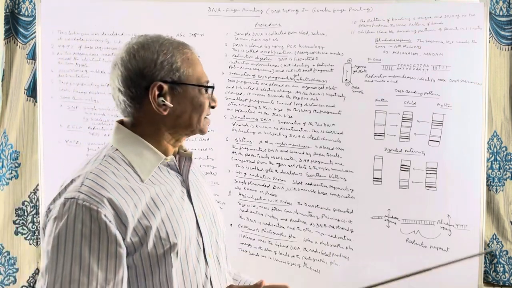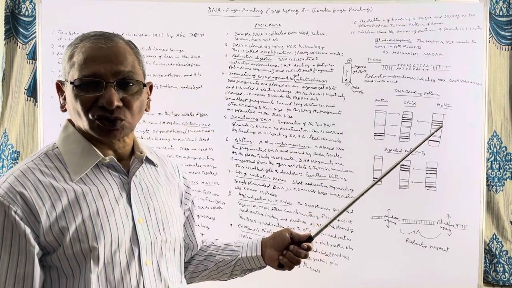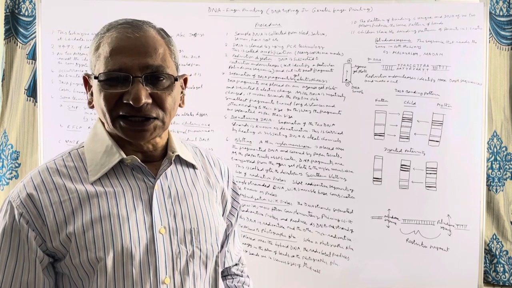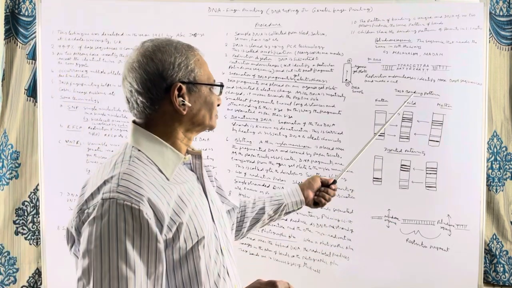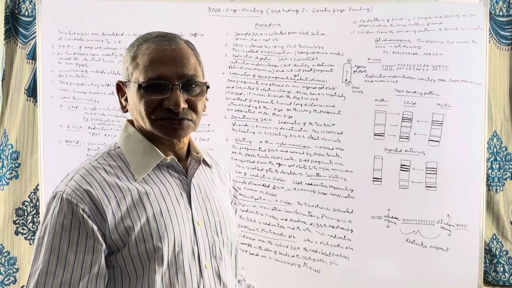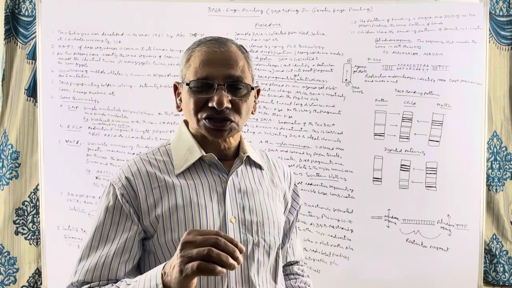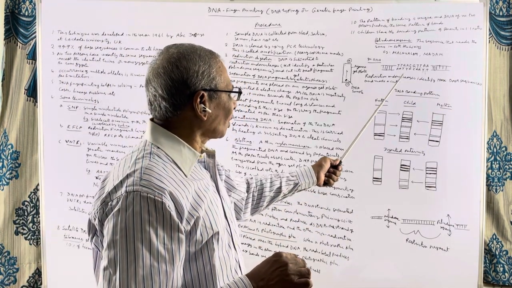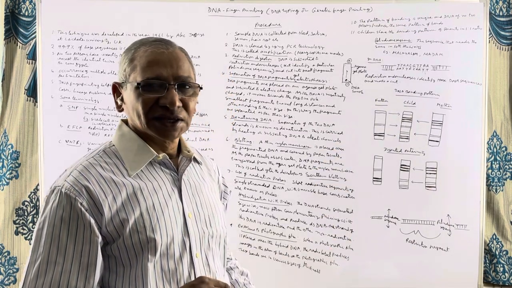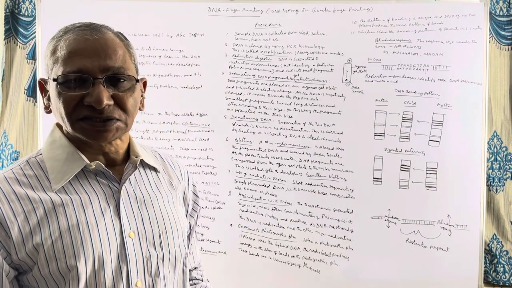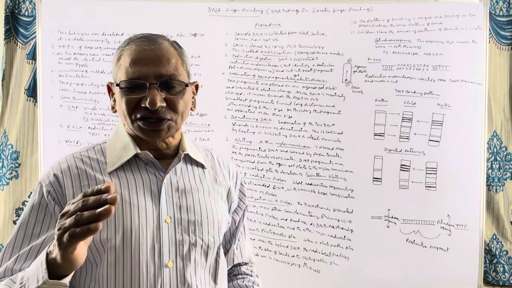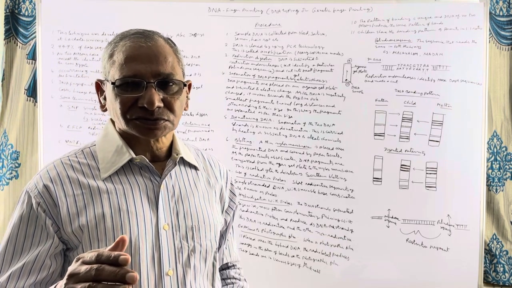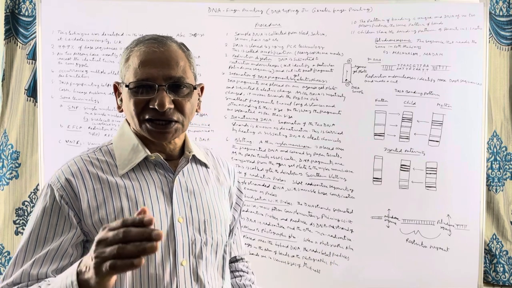For each type of palindrome sequence, there is a separate restriction endonuclease. That means each type of endonuclease identifies a particular pattern of palindrome sequence and makes a cut. That means when you use a restriction endonuclease, it makes cuts at all the places wherever this palindrome sequence appears. That means a DNA molecule is cut into a number of fragments. If there are 20 palindrome sequences, it makes 20 cuts.